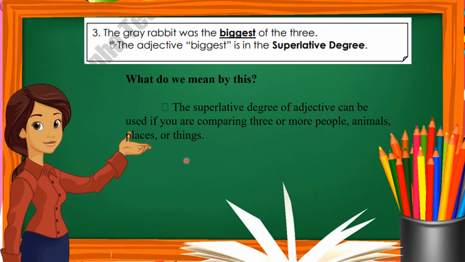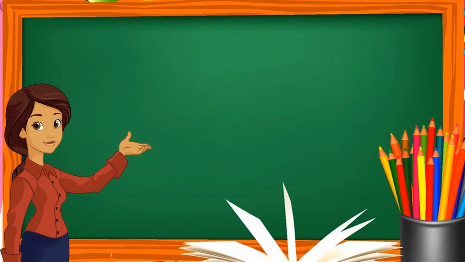The first one, the positive, describes only 1. The next one, comparative, 2 things, 2 persons, 2 animals, 2 places. The superlative, the third one, comparing 3 or more, okay? The word the typically comes before the adjective in the sentence. The biggest of the 3. This is the word here, not than. Before the word, you will put the: the biggest. Okay.